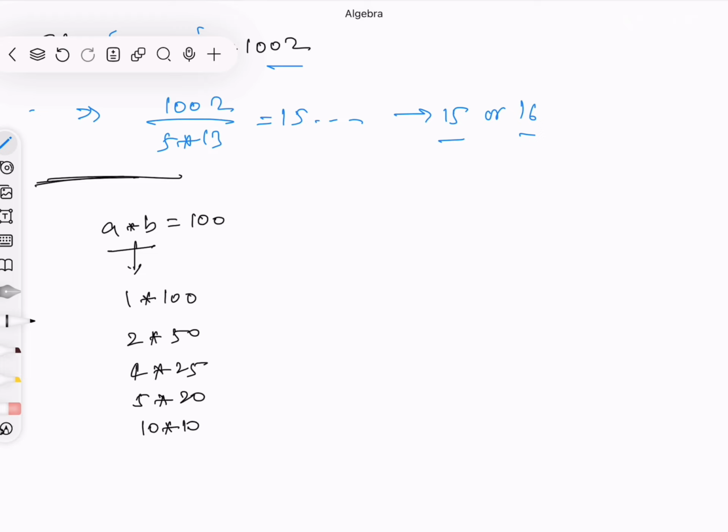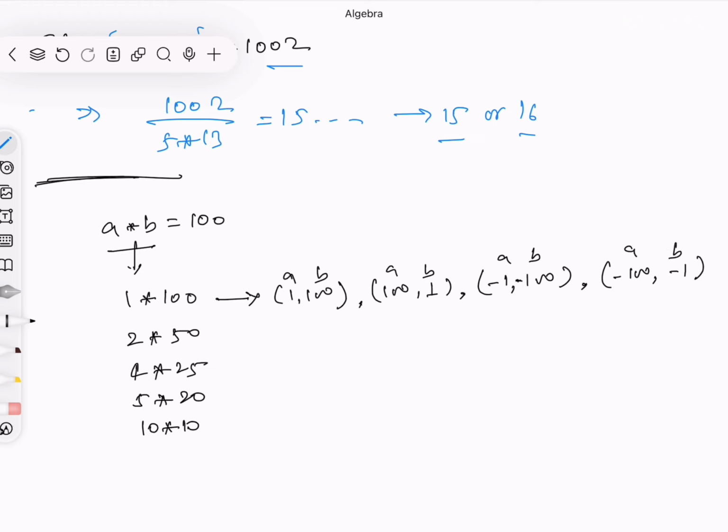In the negative case, again, you could write minus 1 comma minus 100. So this could be written as 1 comma 100, where a is 1 and b is 100. Then it could also be written as 100 comma 1. Again, a is this, b is this. Then you could have minus 1 comma minus 100, and minus 100 comma minus 1. We discussed this, but still, this could be written in 4 ways.